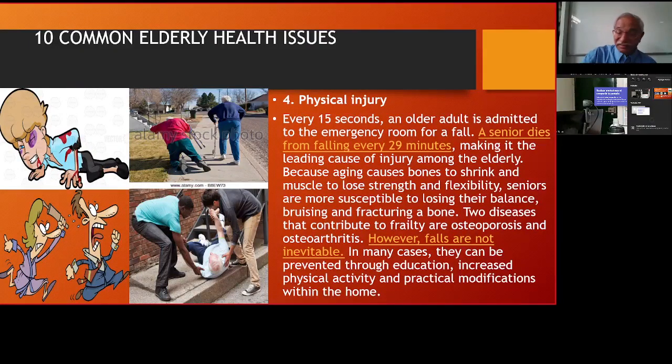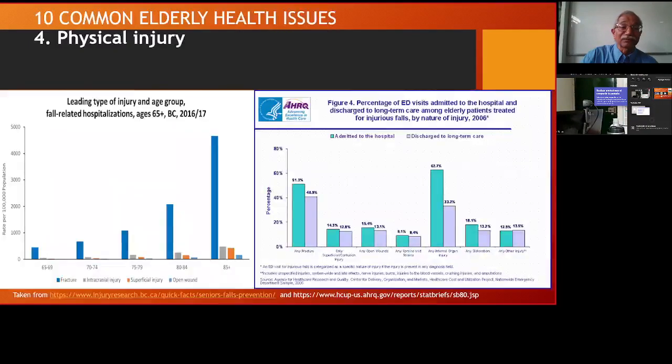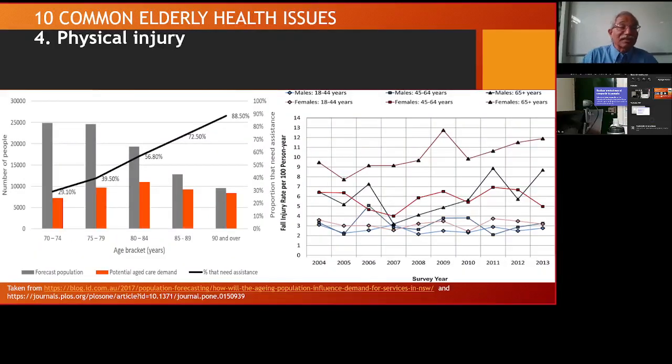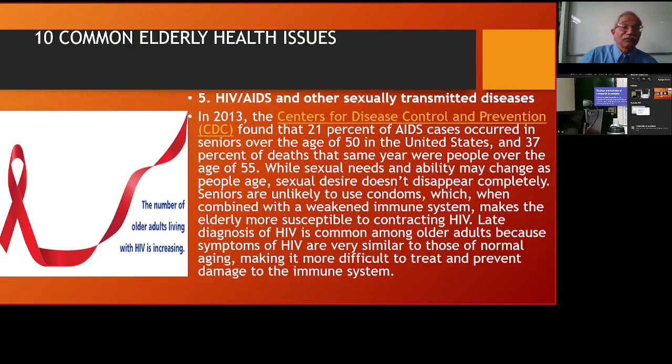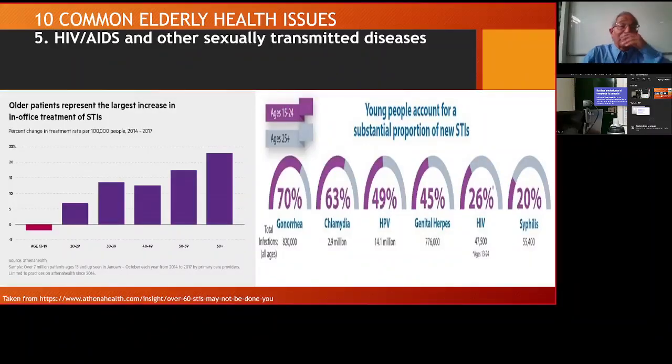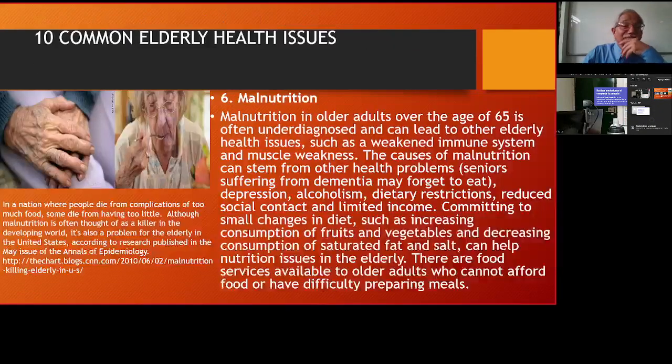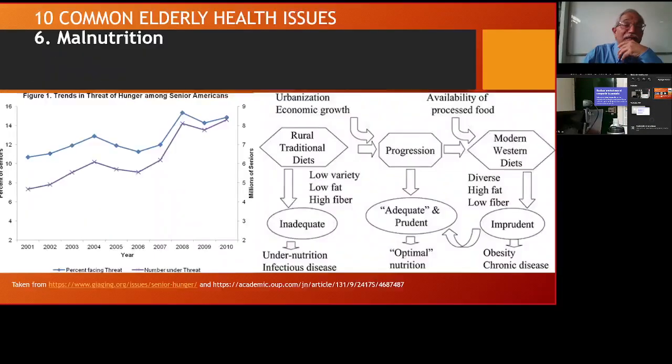So I have discussed this, so I'm not going to read it again, but you will be able to see all the data which I have provided here. HIV, AIDS, and other sexually transmitted diseases are common in the elderly patients. And we have malnutrition as another reason. We already talked about that.